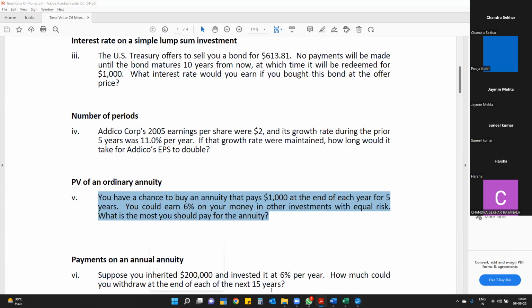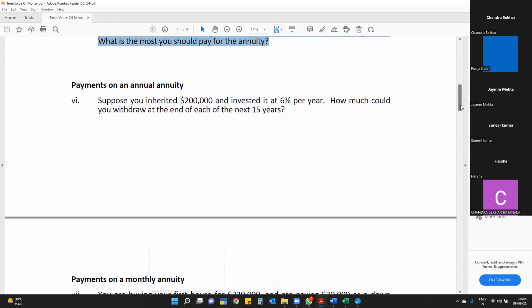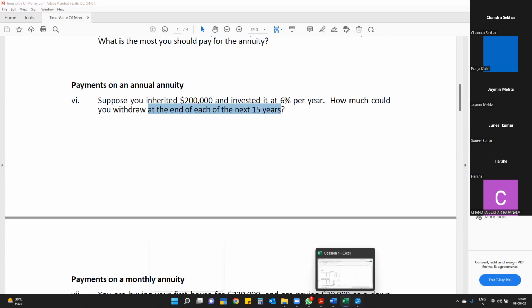Next is, you inherited $200,000 and invested at 6% per year. How much could you withdraw at the end of each of the next 15 years? So please read carefully, not at the end of 15 years. Each of the next 15 years they are asking. So there is a simple way to calculate it. I'll use the simple formula in the Open Office.